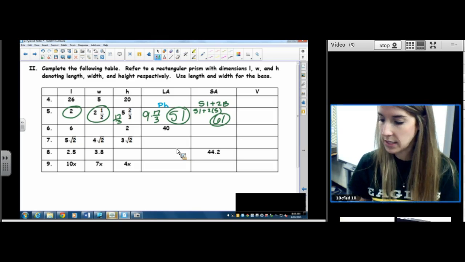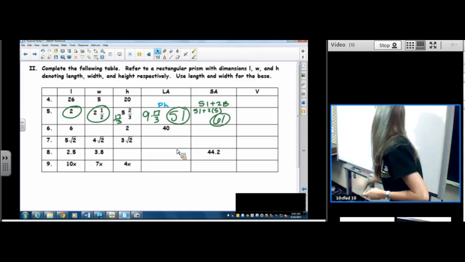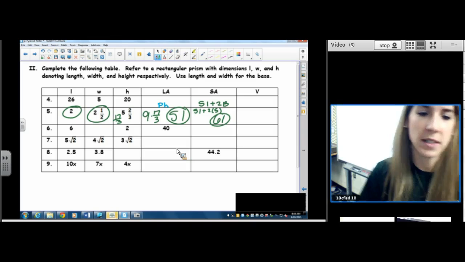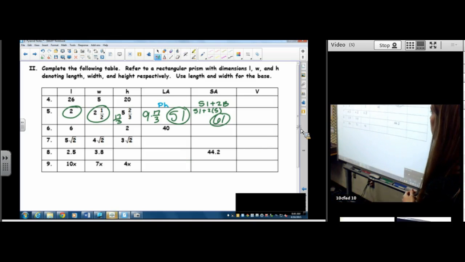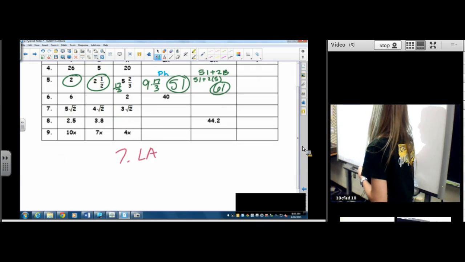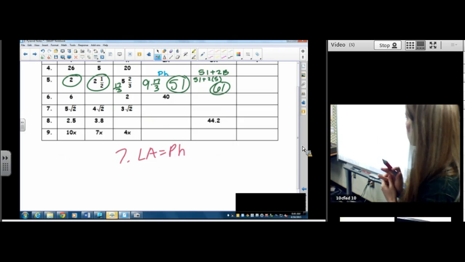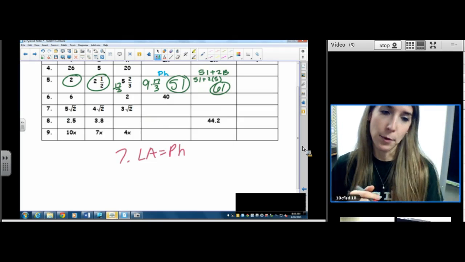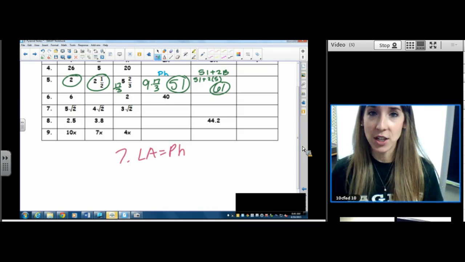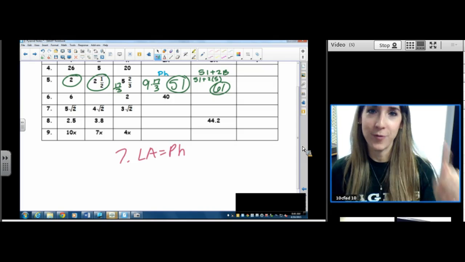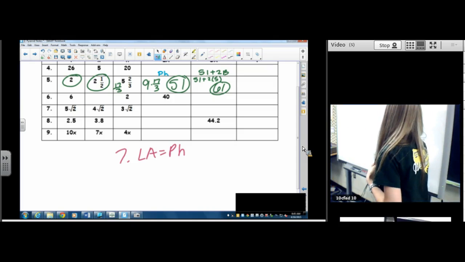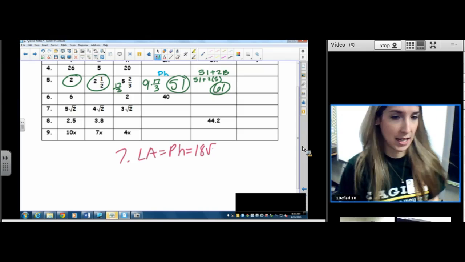Okay? Number 7. Number 7 could have been difficult because there's some radicals there. I'm surprised y'all didn't ask me about number 6. But okay, number 7. LA. We're doing number 7. The LA is P times H. So what's the perimeter of the base? It's 5 root 2 plus 5 root 2 plus 4 root 2 plus 4 root 2. They're all root 2s, so they are like terms. So it's 5 plus 5 plus 4 plus 4. 18. Okay, so it's 18 root 2. That's the perimeter. I just added up the sides.